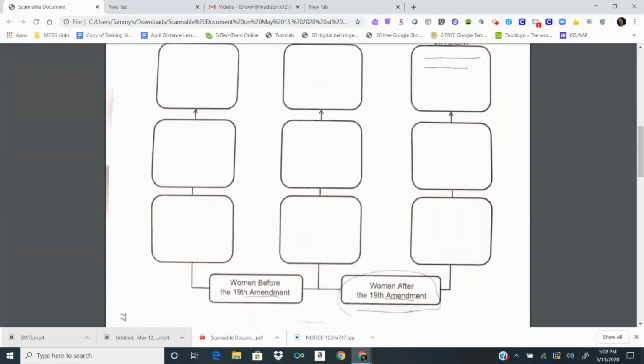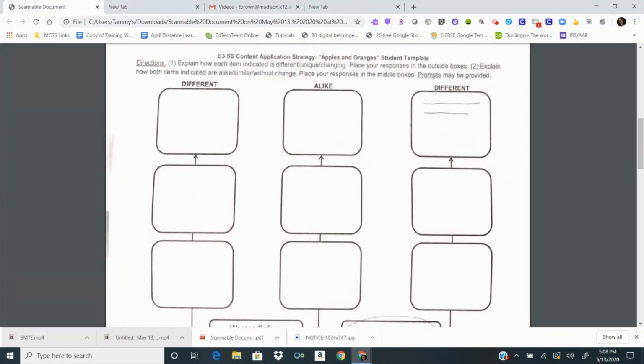We're not going to, for example, on women before the 19th Amendment and women after the 19th Amendment, we're going to think about their daily life. How did the 19th Amendment change their daily life? How did the 19th Amendment change their relationships? How did the 19th Amendment change the way that they engaged in conversation? So it's much deeper. And so that is a conversation that you must have with your students when you first introduce this concept.